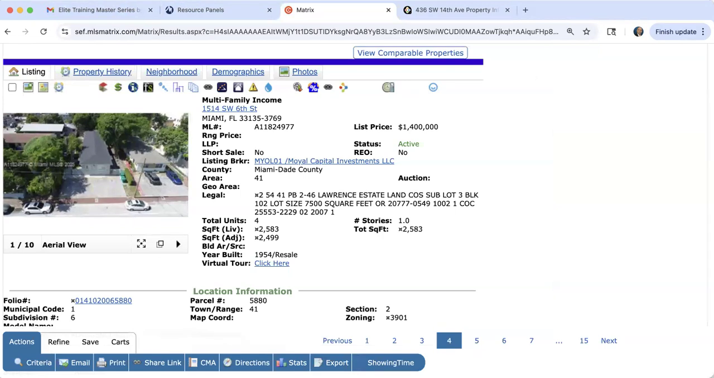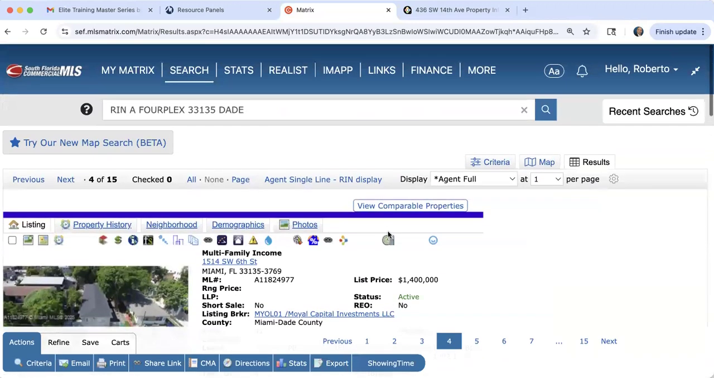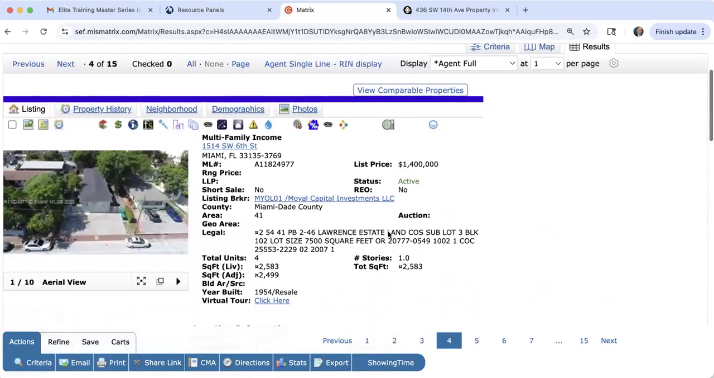All right, guys. So that pretty much sums up how we're going to use the MLS to look for investment properties, how we're going to analyze them. And if you need me to repeat it, I can repeat it on this property just to confirm. I will repeat it actually. So before I wrap up, I'm just going to go ahead and repeat it one more time.